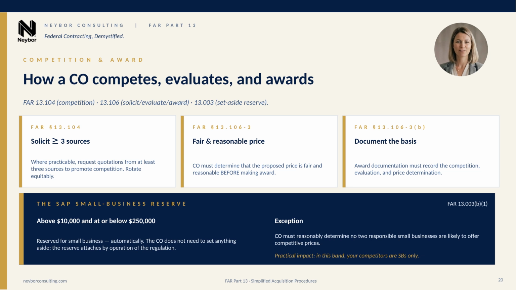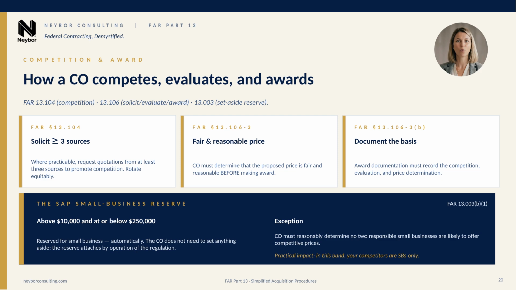3 rules govern competition and award under SAP. First, where practicable, the contracting officer must request quotations from at least 3 sources and must rotate suppliers equitably. The point is to keep the same 1 or 2 firms from capturing every buy. Second, before any award, the contracting officer must determine that the proposed price is fair and reasonable.